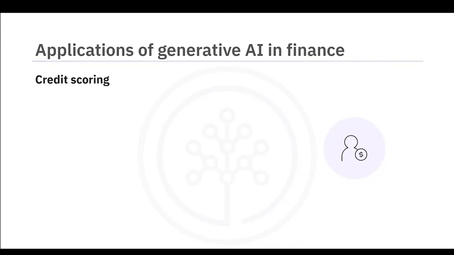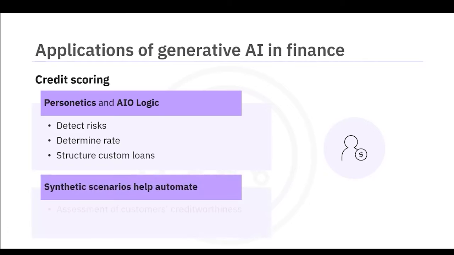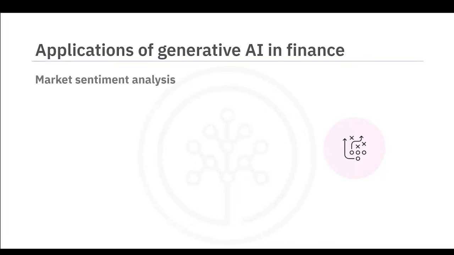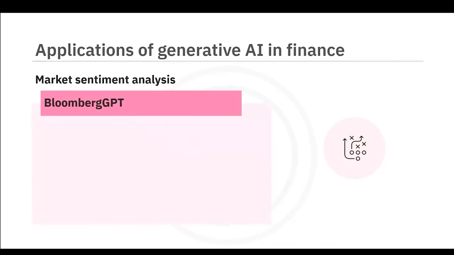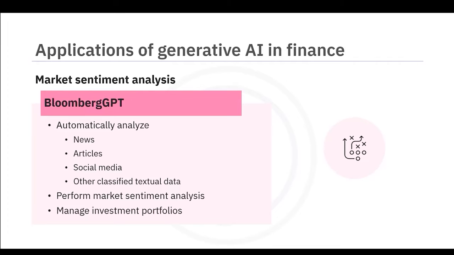For credit scoring, Personetics and Zest AI leverage generative models to detect risks, determine rates, and structure custom loans. They automate the assessment of customer creditworthiness and set credit limits or insurance premiums. NLP-powered generative AI, such as BloombergGPT, can analyze news, articles, social media, and other classified textual data to perform market sentiment analysis and manage investment portfolios more effectively.